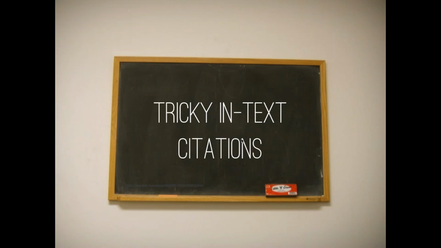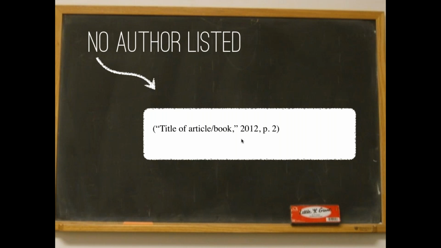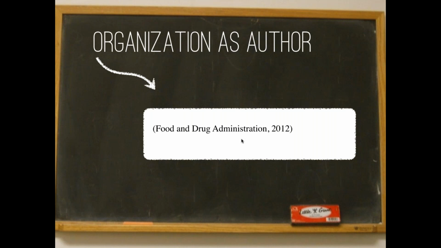All right, sometimes you will encounter the dreaded tricky in-text citations. They don't include the information that you need to create an in-text citation, for example, the author's name, date, or page number. So how do we handle those sources? If there's no author listed, you can use the first few relevant words in the title of the article or the book in place of the author's name. The title should be put in quotation marks, and everything else remains the same. Now, if you use this, your reference entry list should also use the title of the article or the book in the author's position.